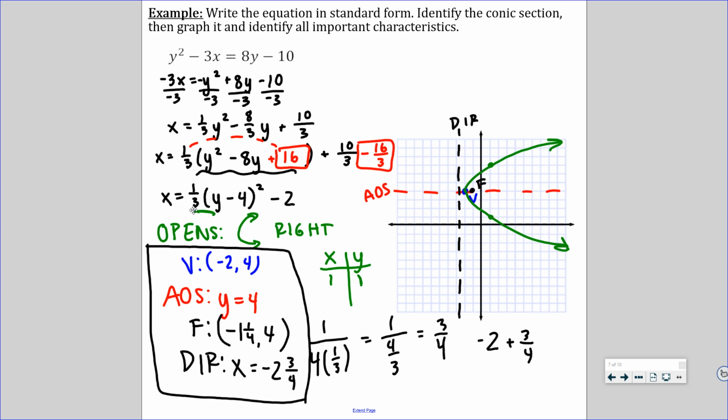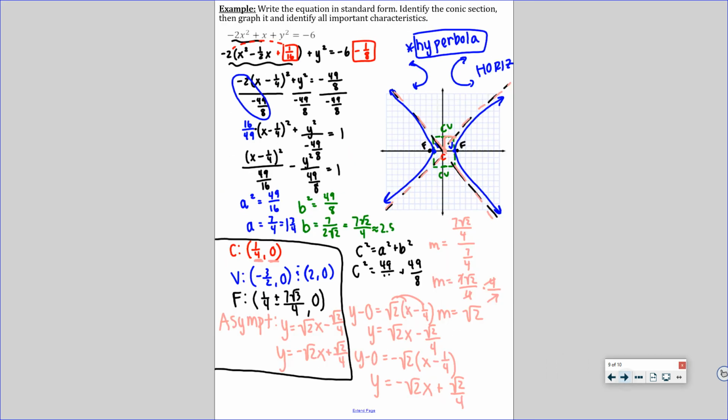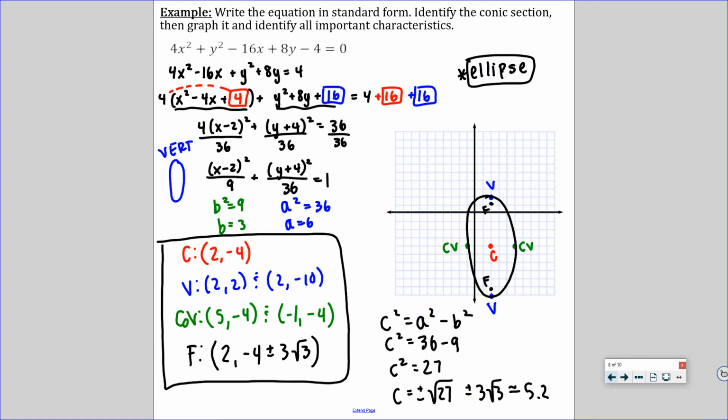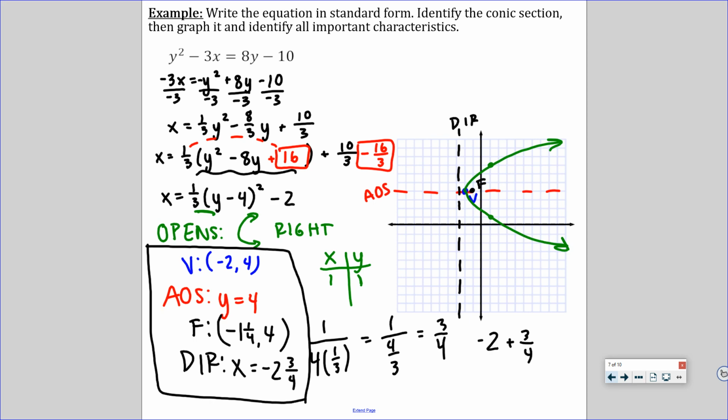So it seems like you guys remember how to do that. What's the one where you have to set 1 over 4a equal to something? That's when you're writing the equation and you know how far away the focus is, so you need to figure out what a is. Does that make sense? All right, that's all for today for notes.